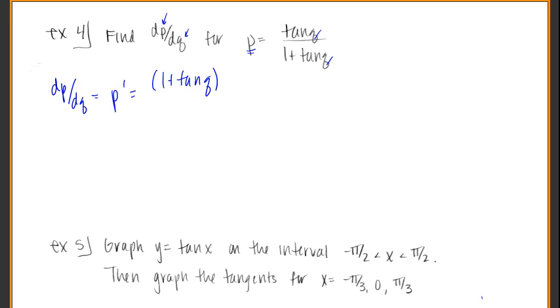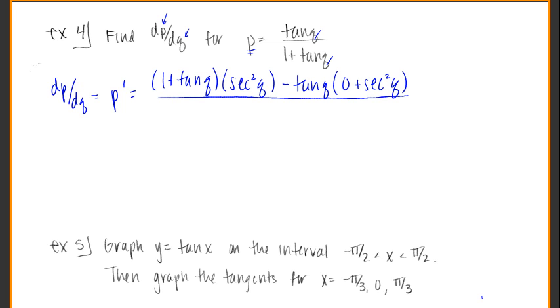Going back, the derivative of tangent is a squared function. It's going to be secant squared q. So bottom times the derivative of the top minus the top times the derivative of the bottom. Well, the derivative of 1 is 0, and the derivative of tangent again is secant squared q, all over the bottom squared.